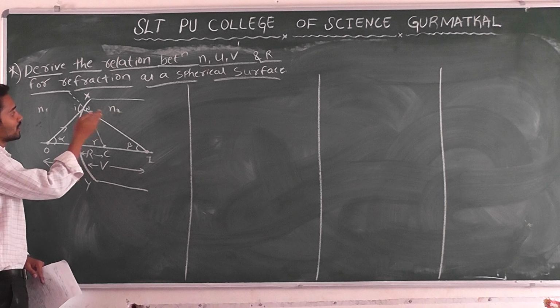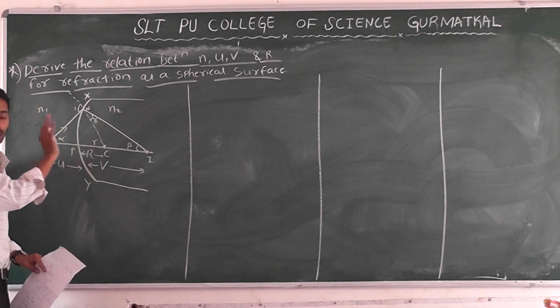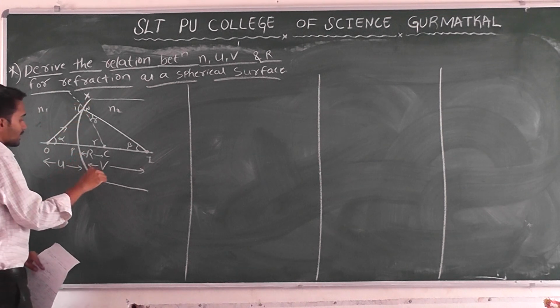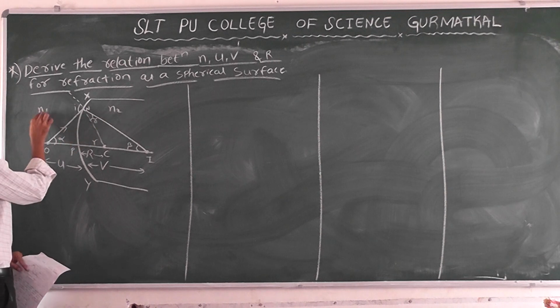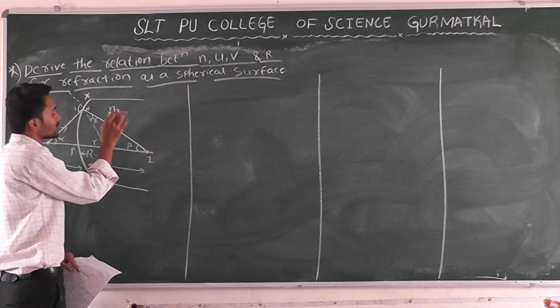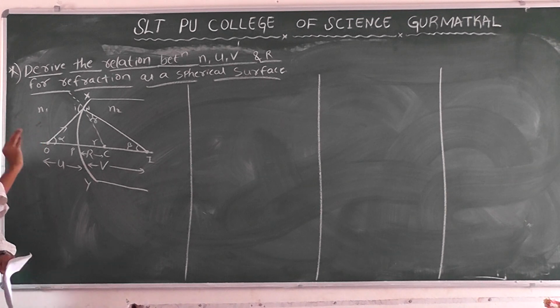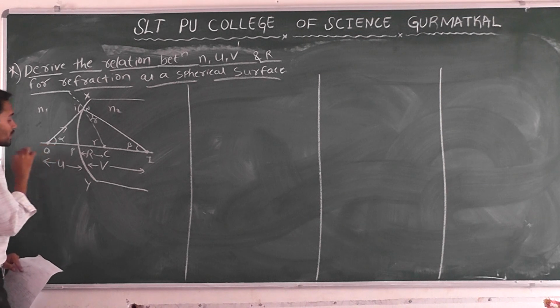Refraction means there is no mirror, there is glass. So n2 represents the glass, n1 represents the air. XY is the surface which separates the two refractive indices. First refractive index n1, second refractive index n2. n1 indicates the rarer medium, n2 indicates the denser medium. Next, the luminous point O.